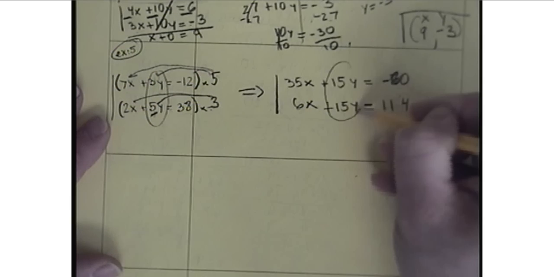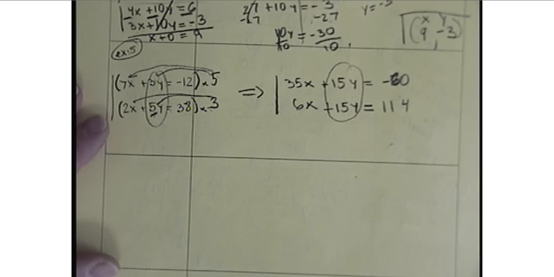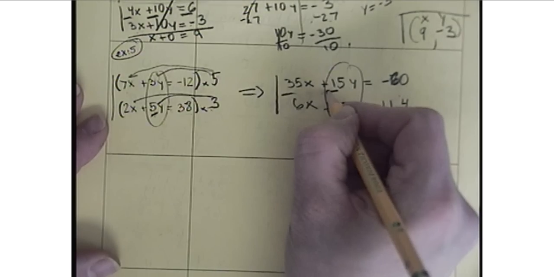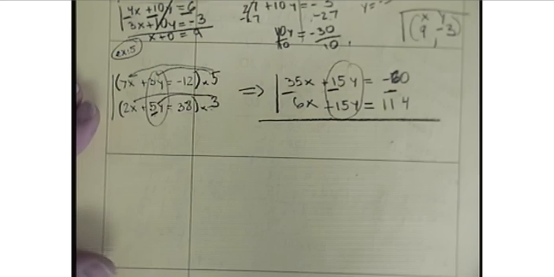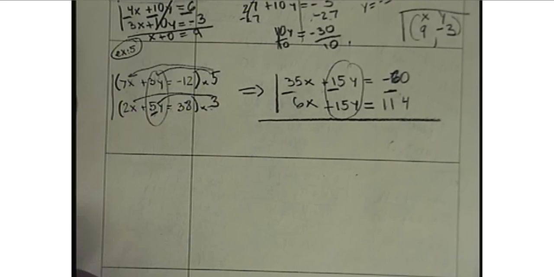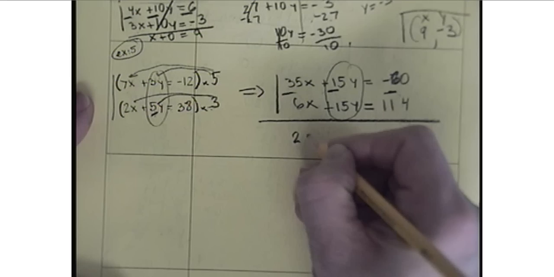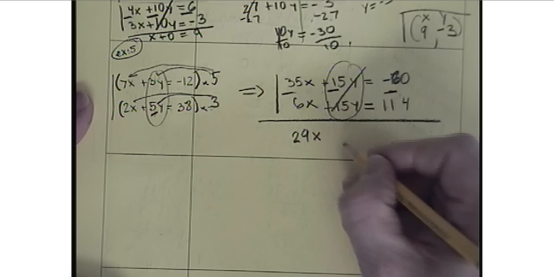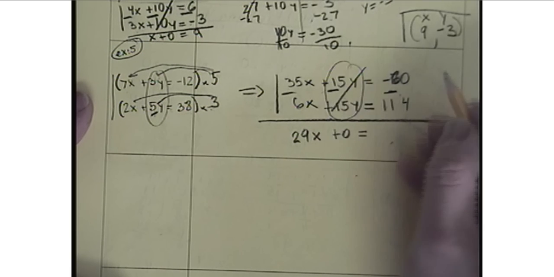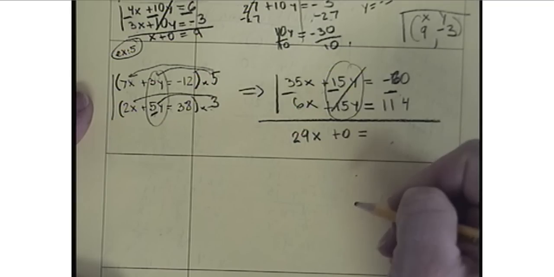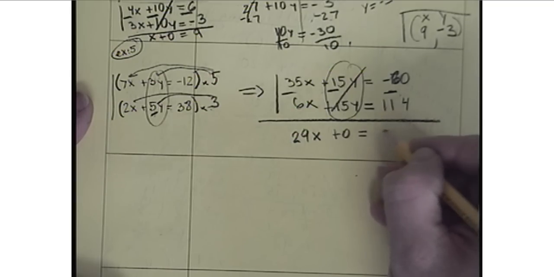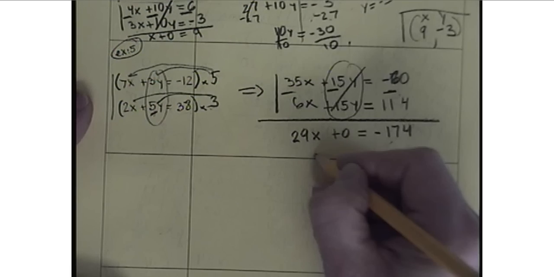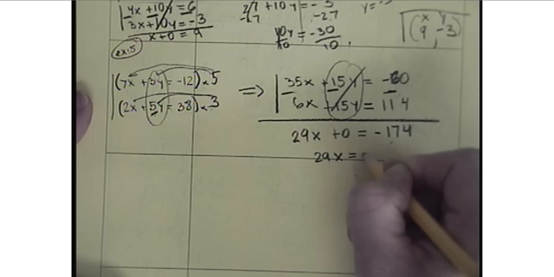Now, with doing all those multiplications to both equations, we're getting a system with two equations, and their y term numbers are the same with the same sign. So we're going to use the subtraction elimination method in order to cancel some stuff and solve the problem. So 35 minus 6 will be 29x. 15y minus 15y cancel, this is plus 0 equals negative 60 minus negative 114, we get negative 174. Alright, so we have 29x is equal to negative 174.